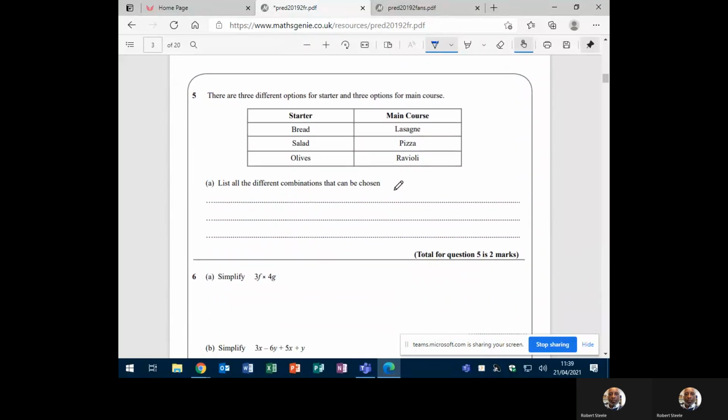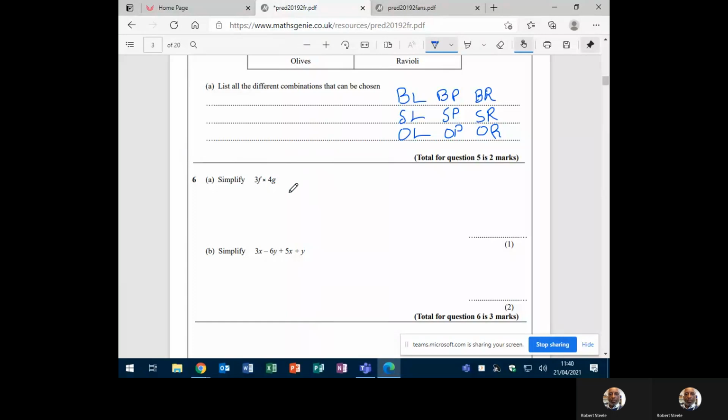Okay, having a look here, the bread starter could be had with lasagna, bread with pizza, or bread with ravioli. And then the same applies for salad. Salad could be had with each of the same 3 main courses. Single letter abbreviations are fine, so the same applies for olives. So no need to write out in full. That answer will get you full marks.